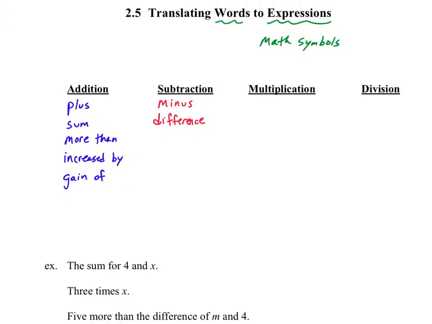Instead of more than, it'd be less than. I have $10 less than you in my wallet. So it'd be whatever you have minus the 10. Instead of increased by, it'd be decreased. And again, sometimes you'll see just the word less, like 18 less 5 would be 18 minus 5.